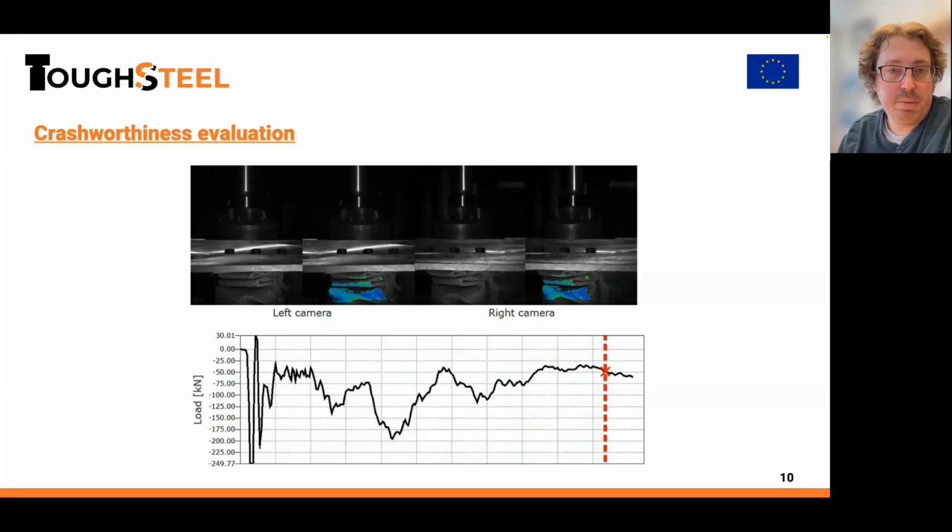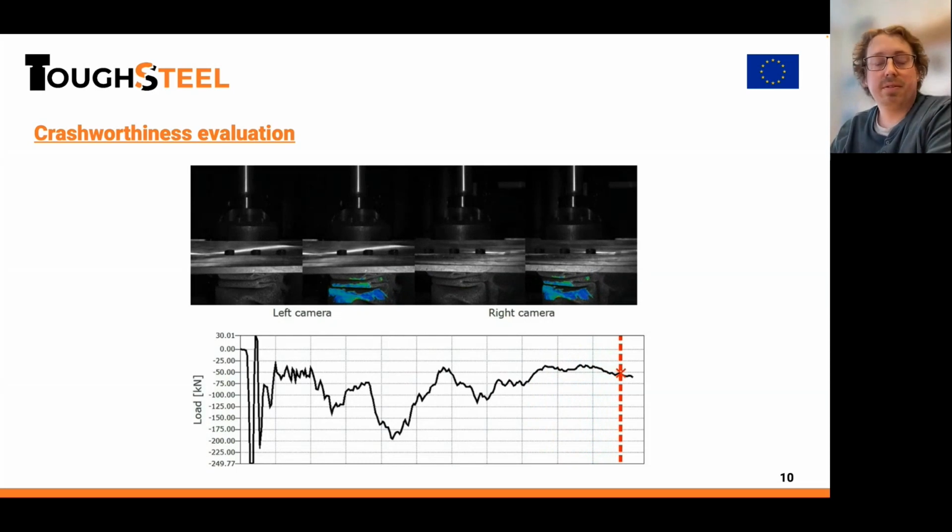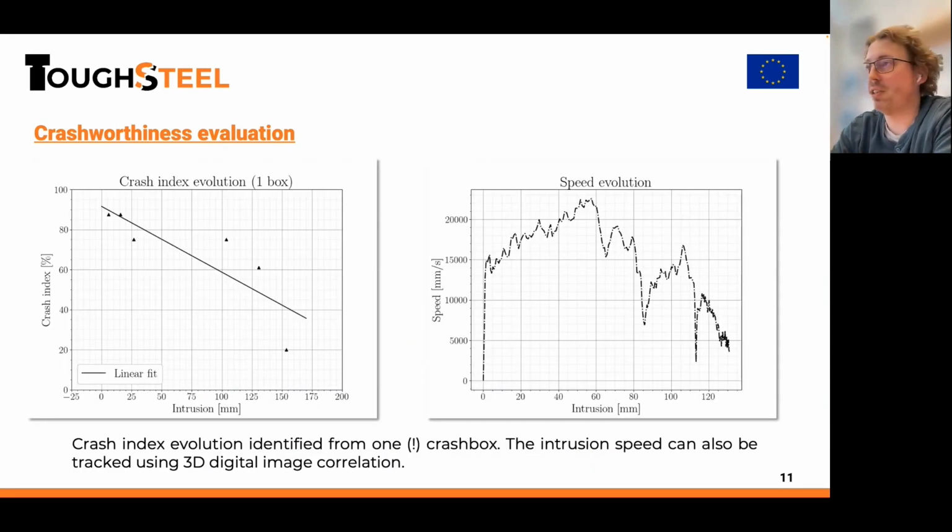So good, but maybe the most important thing when it comes to crash index decrease rate: we can see from just one crash box experiment, from one box, that we can track the cracks during the experiment and rate it as a function of intrusion. This is just one box, as you can see from the crash index decrease rate here. So we can gain a lot of data in ideal cases from just one experiment.